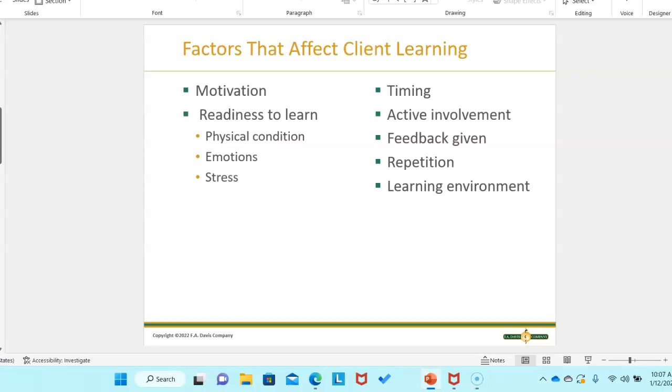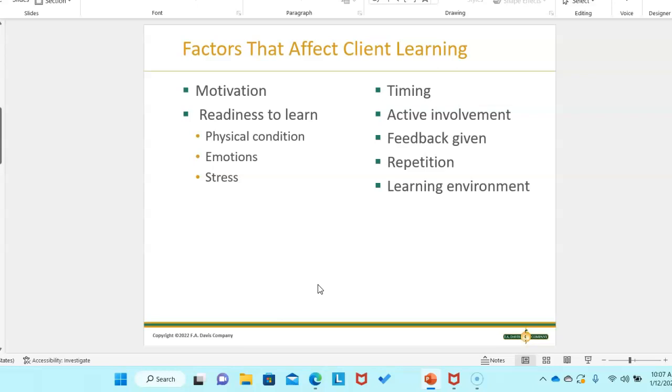Factors that affect client learning. Motivation. Are they actually motivated to learn? Readiness to learn includes the physical condition. Are they in pain? If your client is in pain, they're not going to be motivated to learn. Their emotions, are they anxious or stressed? The timing, as we spoke earlier, the timing has to be a time where you and the client have enough time for the planned education that you plan to implement.